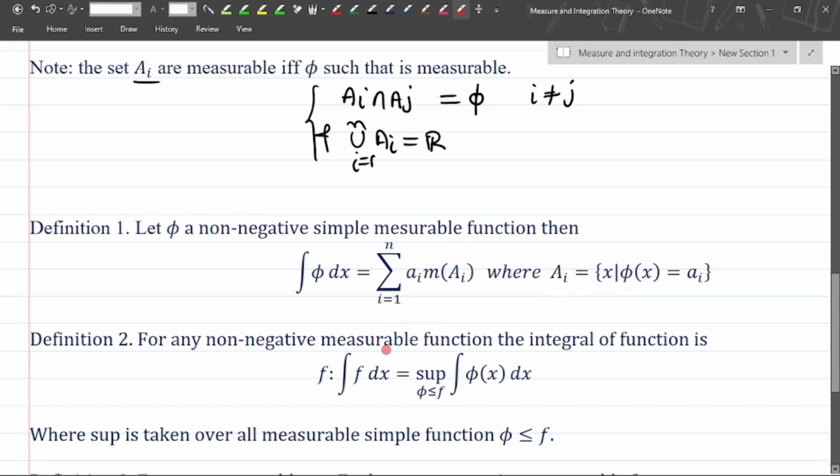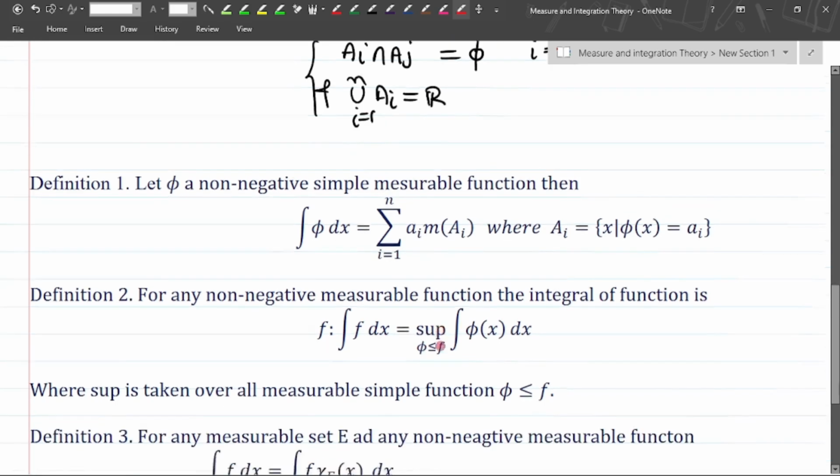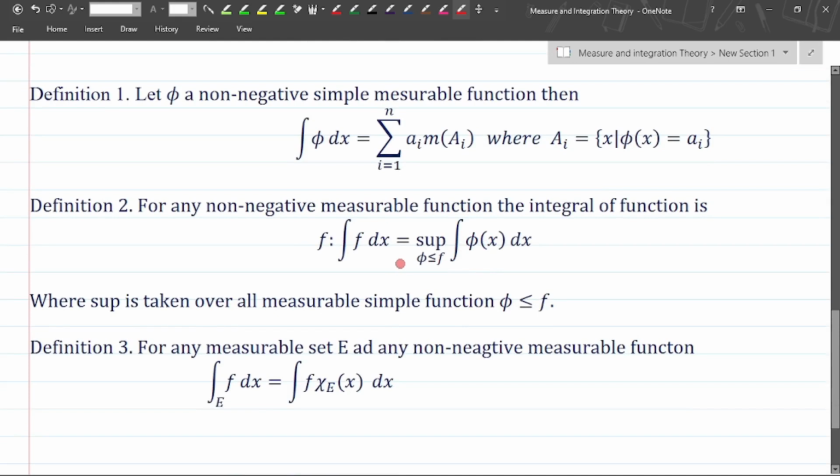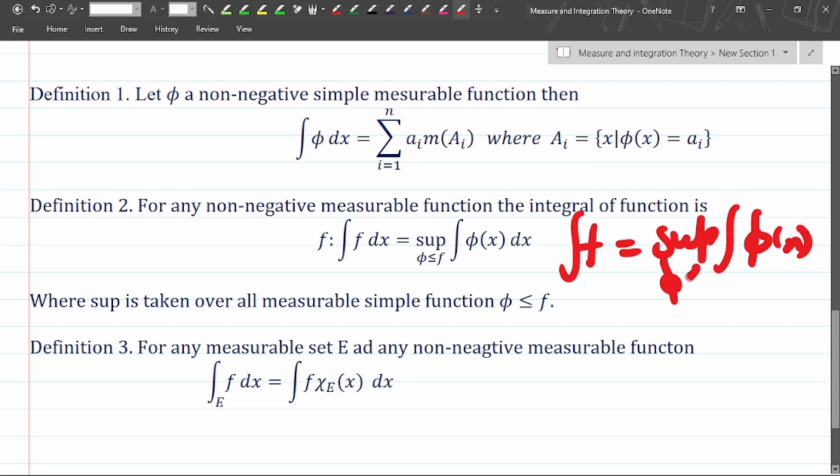For any non-negative measurable function, the integral of f dx is nothing but the supremum over phi less than f of the integration of phi of x. So it is the integration of the function f of x. It can be defined as, it means the integration of f is the supremum of the integration of phi of x, where phi is less than f.